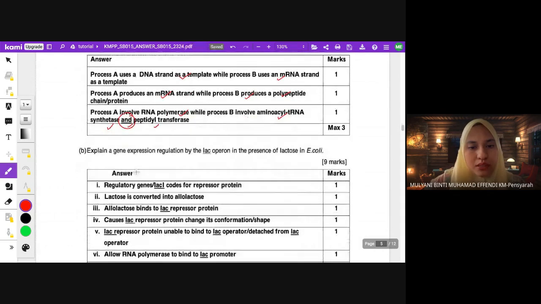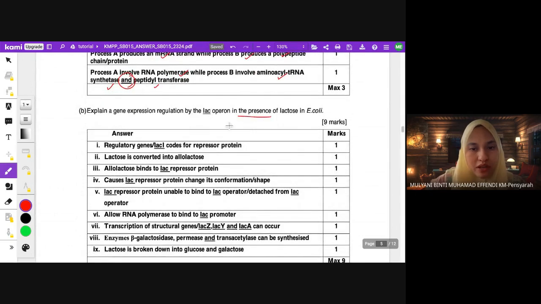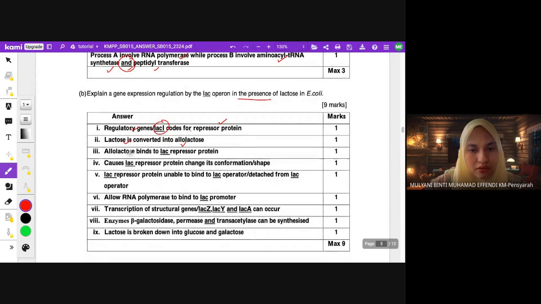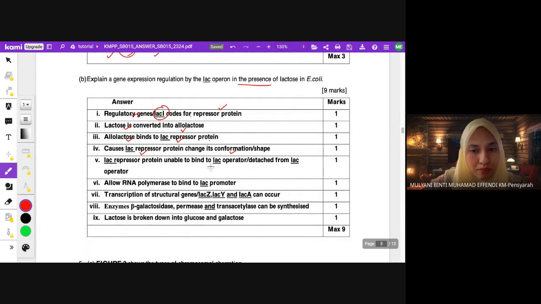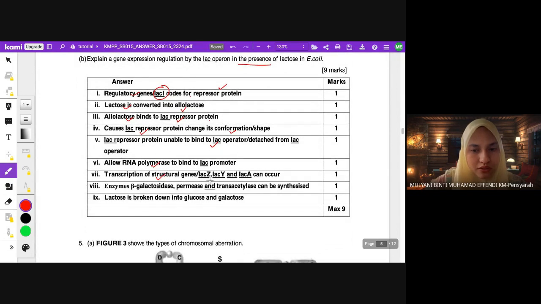Okay. So explain gene expression regulation by the lac operon in the presence of lactose. Jadi regulator gene codes for repressor protein, ataupun lac I lah kan, code for repressor protein. So lactose is converted into its isomer allolactose. Allolactose akan bind pada lac repressor protein and causes lac repressor protein to change its conformation shape. And then lac repressor protein tu will be unable to bind to the lac operator, allowing the RNA polymerase to bind to lac promoter and transcribe the structural genes.